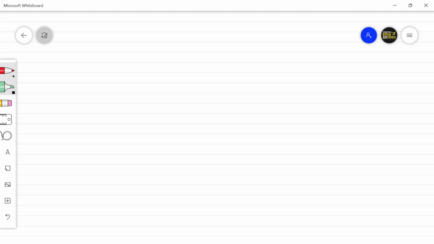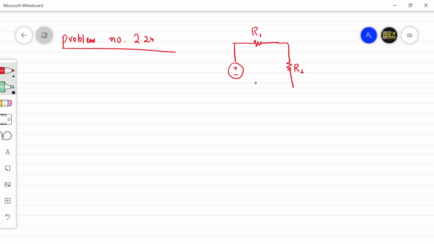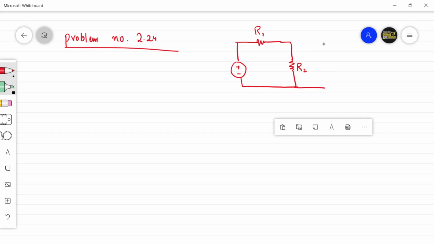So we have problem number 2.24 now. We have a circuit like this.